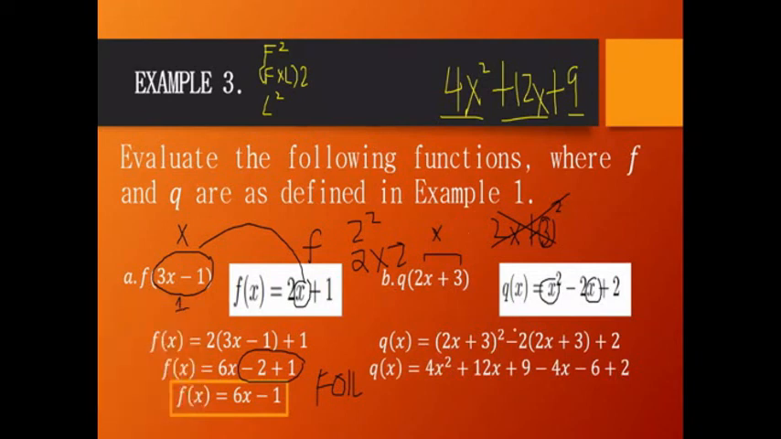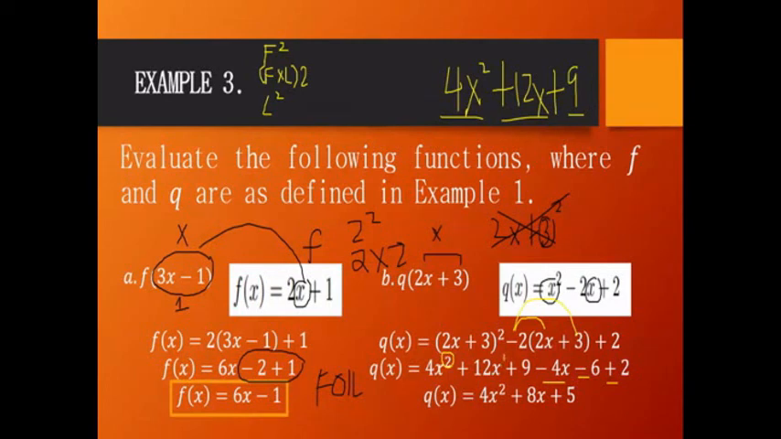And then, negative 2 times 2x, that is negative 4x. Negative 2 times 3, that is negative 6. And then copy positive 2. Okay? At this point, we can combine similar terms. 4x squared and 12x, hindi natin yan pwedeng i-combine kasi magkaiba tayo ng exponent. Ito ay 2, ito naman ay 1.